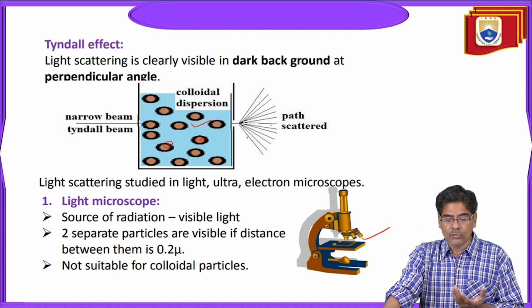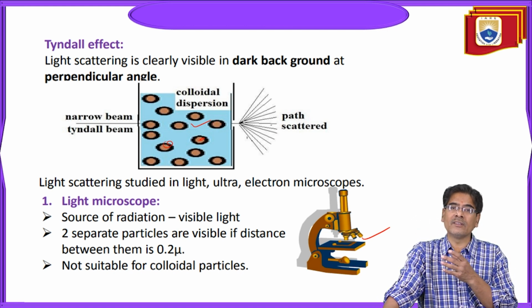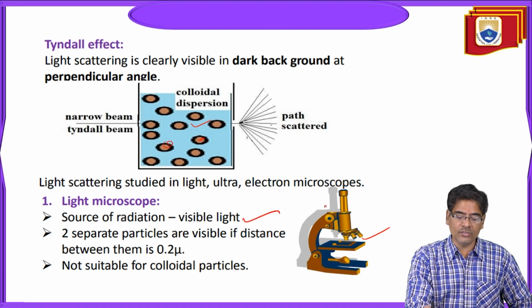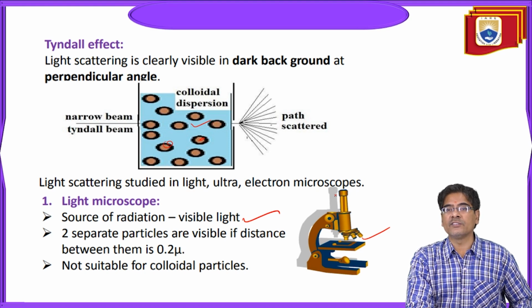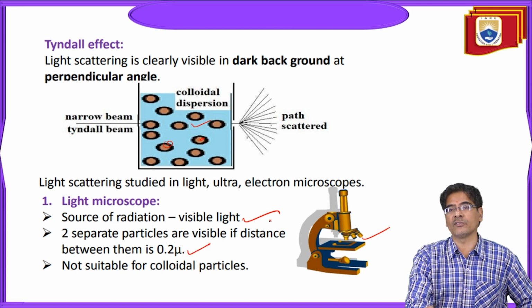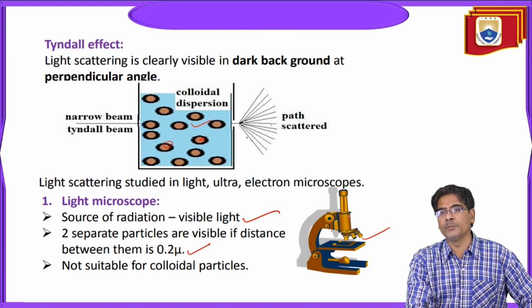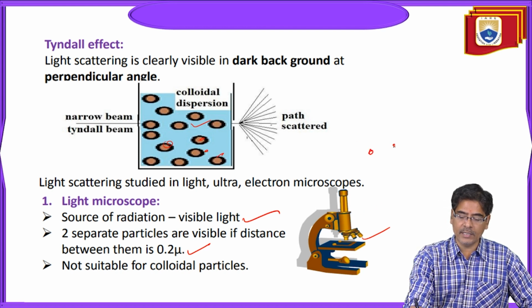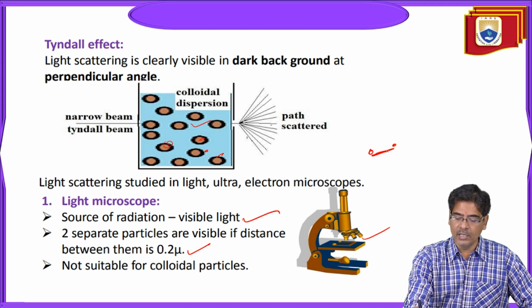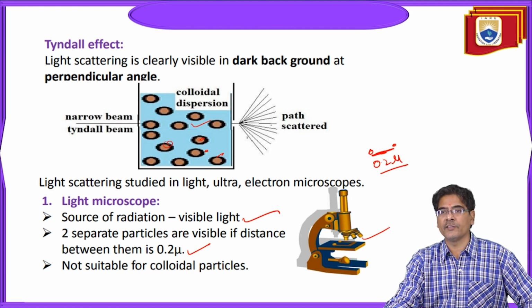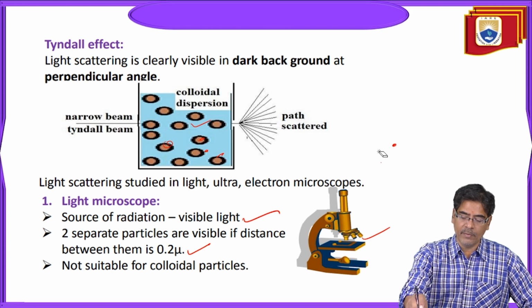So what is the source of radiation for the light microscope? It is visible light. Two separate particles are visible if the distance between them is 0.2 microns. If the distance between the particles is 0.2 microns, we can observe two separate particles.